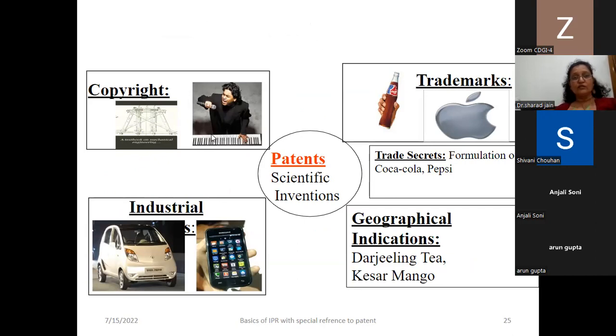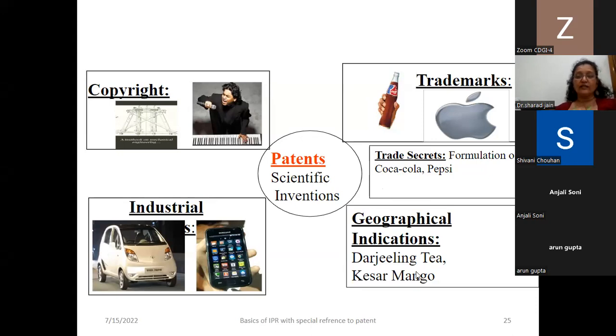And this we call copyright. Trademark is any design, any logo which is given to a product to make it different from the same product available in the market. Trade secret, for example, Coca-Cola is a trade secret, which is the process, the methodology of making Coca-Cola, is not open. It is under the trade secret.